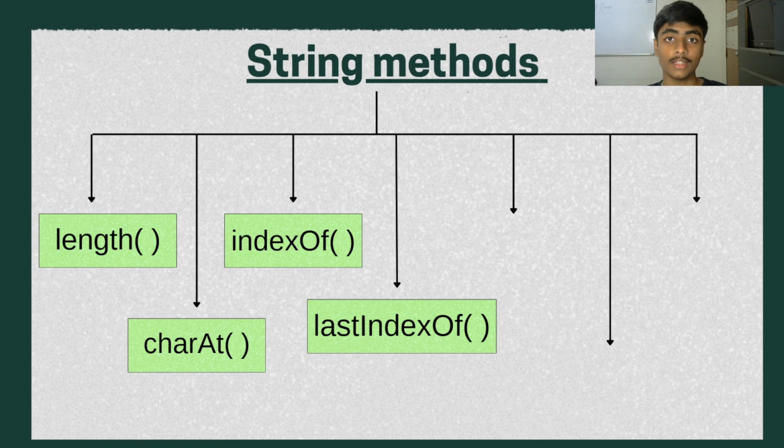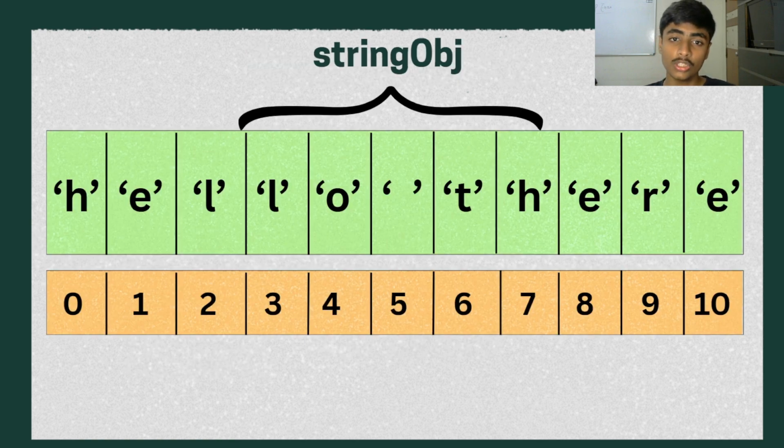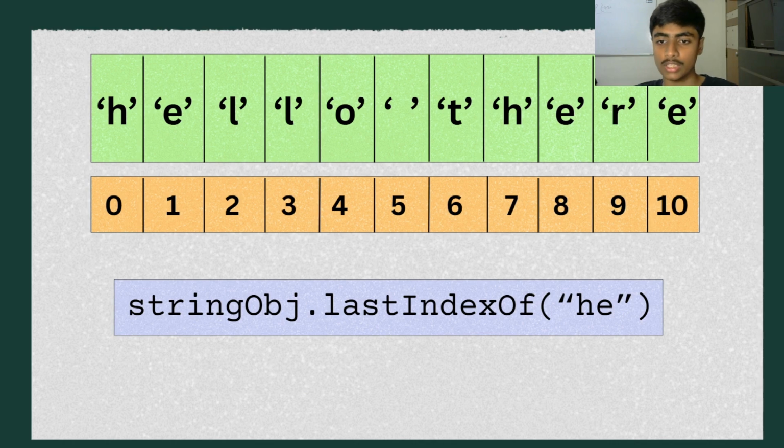Next, we're going to be looking at the lastIndexOf method. To understand the lastIndexOf method, we're going to take our original string hello there and call this string obj. The lastIndexOf method is quite similar to the indexOf method. All it's doing is returning the starting index of the last occurrence of a smaller string in a larger string. So over here, if I say string obj.lastIndexOf he, you notice that the last occurrence of he is over here, where the starting index of this occurrence is 7.